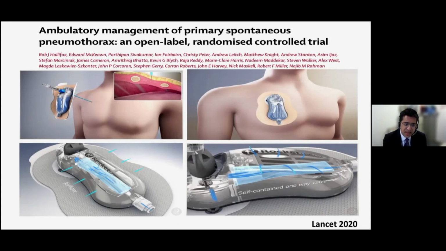So this is an 8 French catheter with a pigtail with a Heimlich valve enclosed in this chamber, so it allows the collection of any fluid, and it's a one-way valve allowing air out but nothing back in, and it's inserted in the second intercostal space in the midclavicular line. It can also be inserted in the triangle of safety.